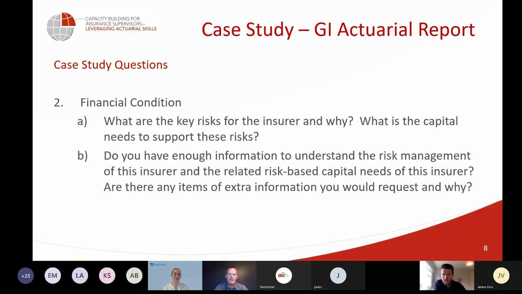So what do you see in the case study that concerns you about their solvency? What is the capital needed to support these risks? Those will be those of you in a room with Janice. And then this last question, 2B, we'll save for when we're all back together. Do we have enough information to understand the risk management of this insurer? Any questions or comments from the participants or trainers before we launch into the different breakout groups?